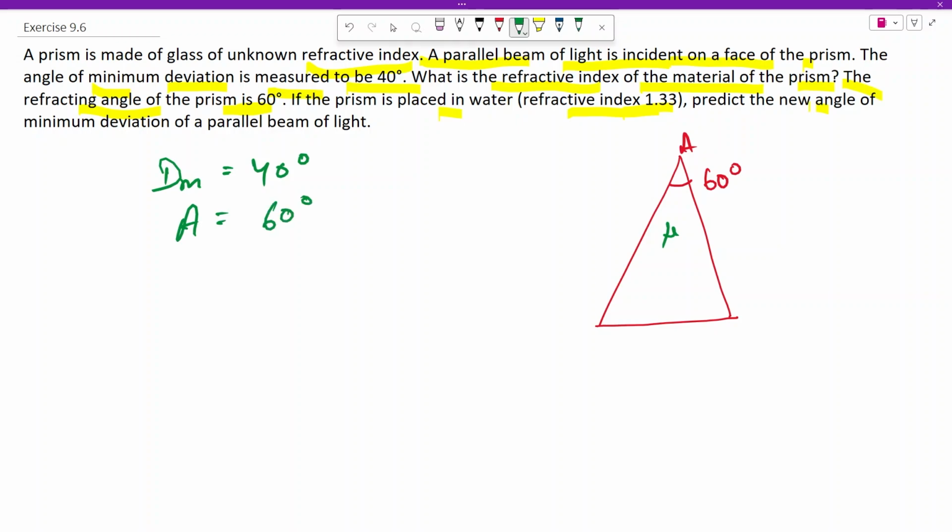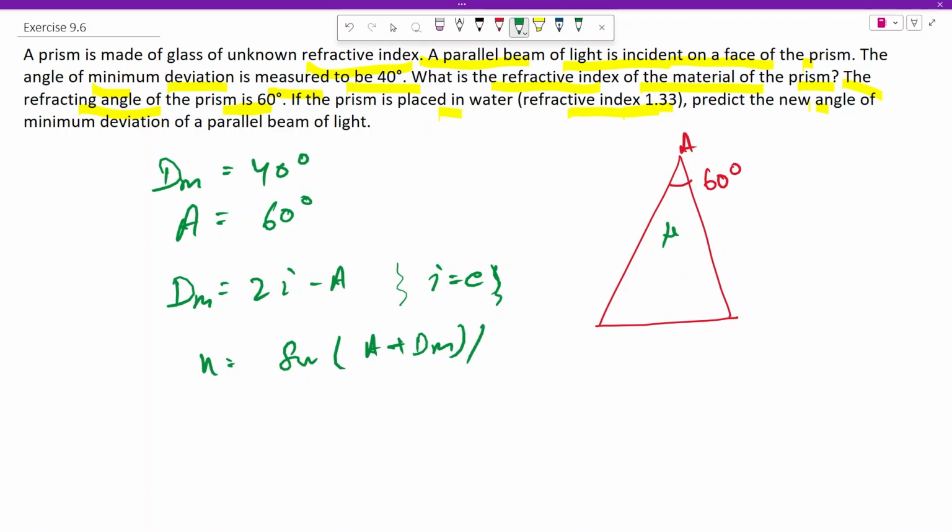Now we know the definition of the minimum deviation, that Dm is equal to 2 times i minus A. i is the angle of incidence and it is equal to the angle of emergence for the minimum deviation. We know that the refractive index of the prism is given by sine of (A plus Dm) by 2 divided by sine of A by 2.